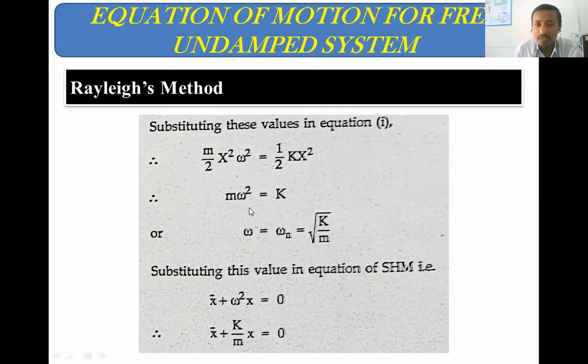So here we are directly getting the natural frequency equation. Omega square is equal to k by m, omega is equal to square root of k by m. For free vibrations, that frequency means it is the natural frequency, denoted by omega suffix n. So suffix n is given to denote the natural frequency.